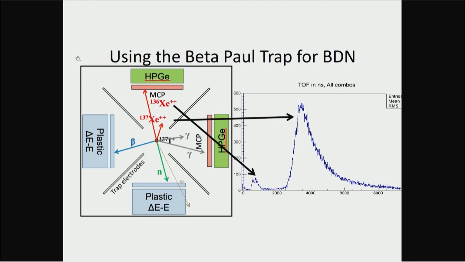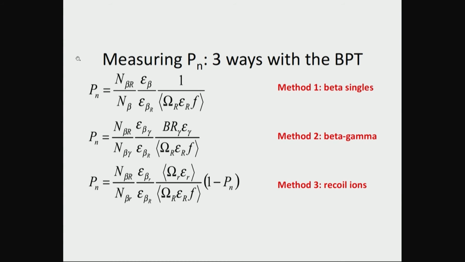What we have here is actually a picture of what we would see, where we use the start of seeing the beta detector and then looked for our recoiling ions. Because the neutron is so much more massive, it has a much faster time of flight, and we're actually able to very easily separate out the beta-delayed neutrons from the regular beta-decay daughters. There's 3 ways we can actually measure the beta-delayed neutron emission probability with the BPT. I will be talking about each of them. I promise this is the only equation that actually has slides on it, though.